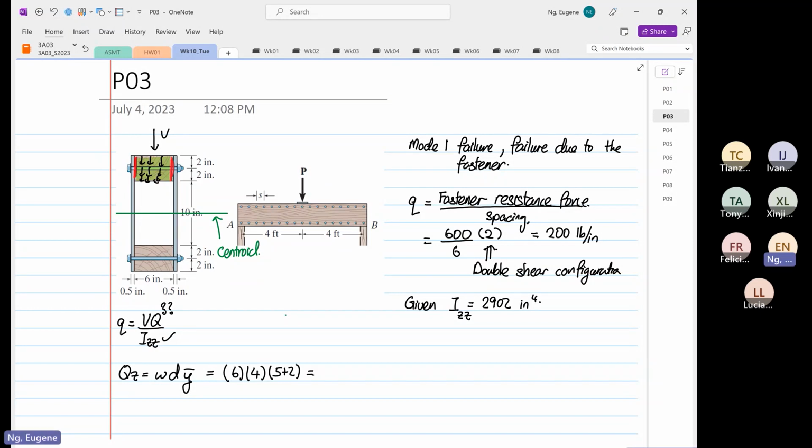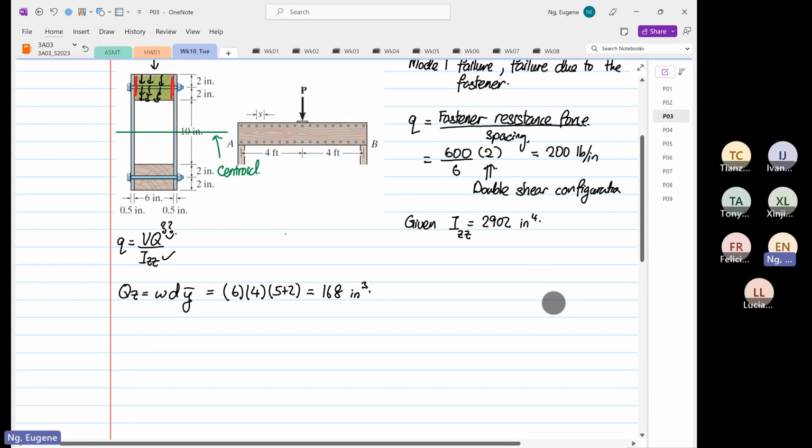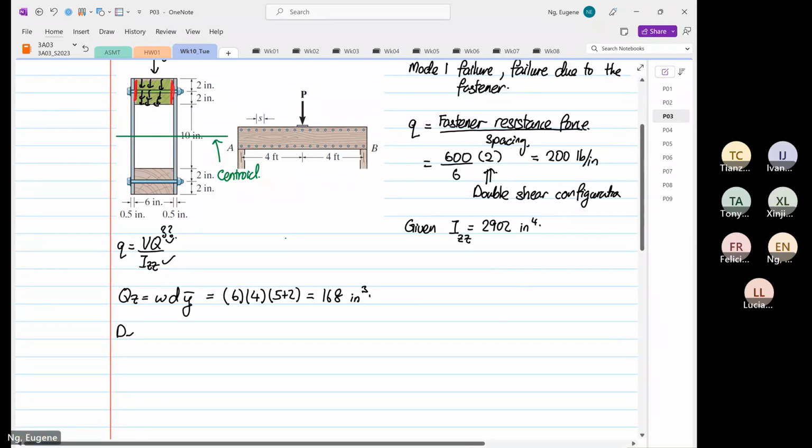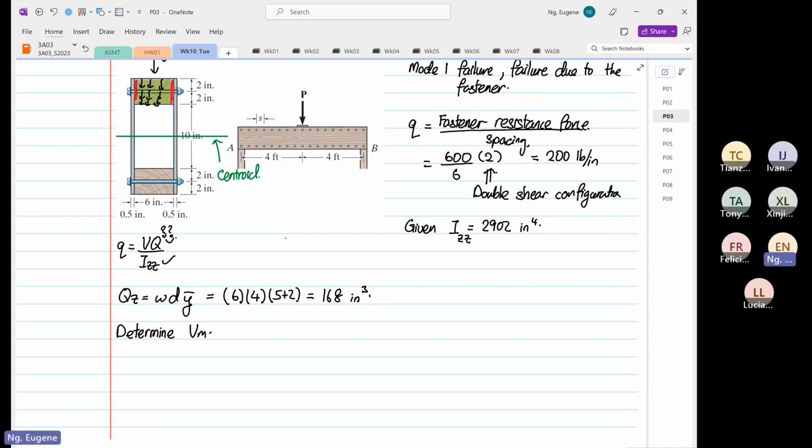So that's why I multiply by 4, and then the Y bar is equal to 5 plus 2. So this will be equal to 7 times 6 times 4, which is equal to 168 inch cube. Okay, so now we have our Q. So what is our V? We are going to determine our V max.